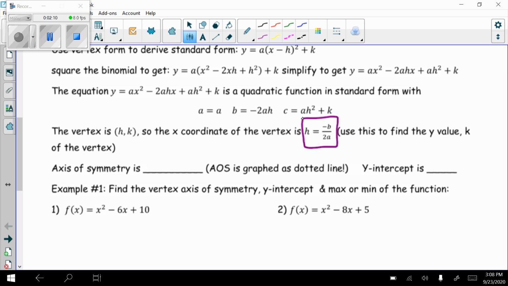The axis of symmetry then is still x equals h. It's still that vertical line, so it's x equals the x-coordinate of our vertex, which is known as h. We are still graphing it as a dotted line. The y-intercept, okay, so the nice thing about if it's in standard form, just by looking at it, you can get your y-intercept. Your y-intercept is 0, c.